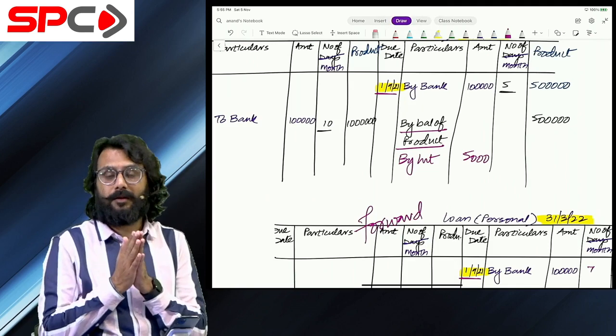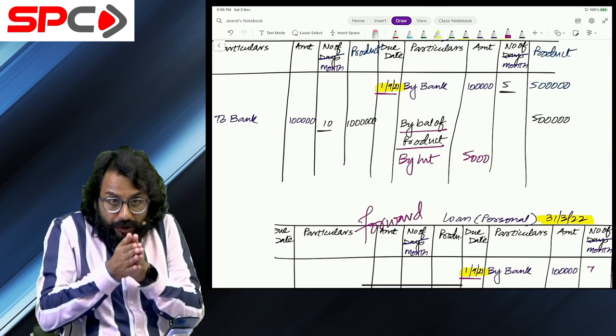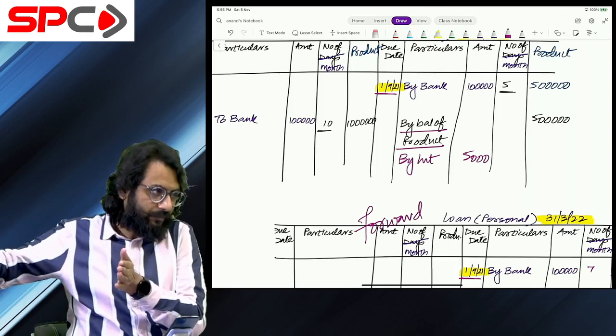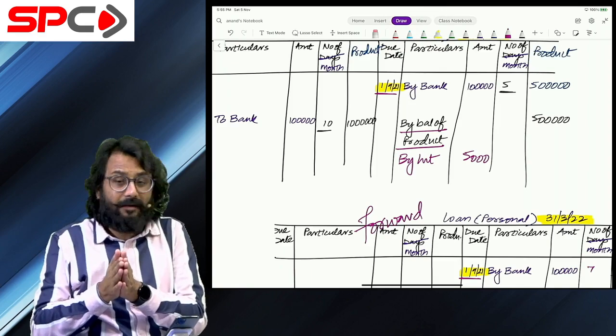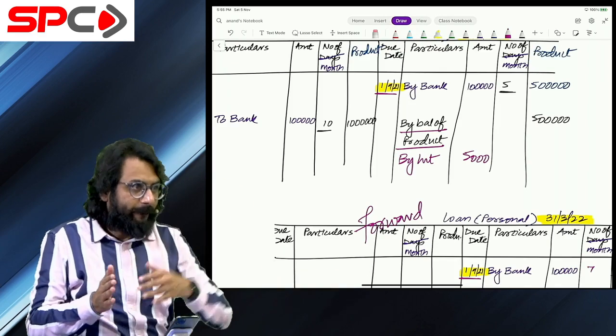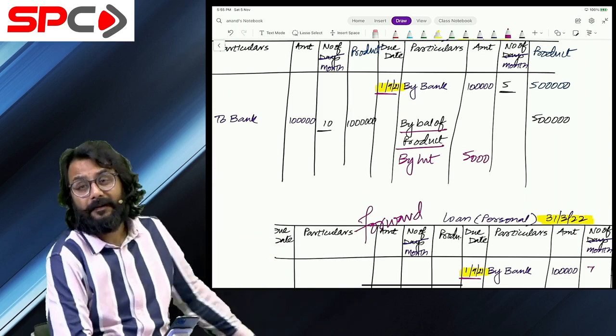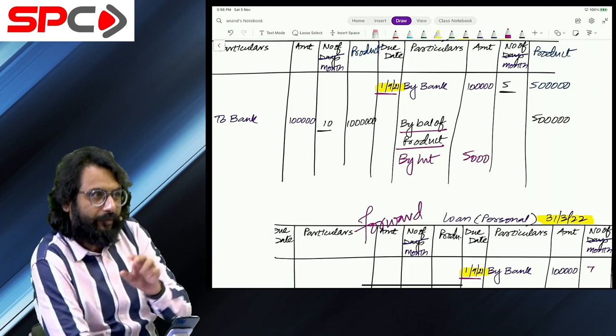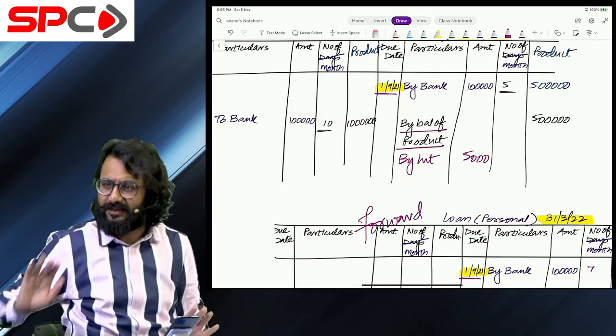So let me explain the difference between the forward and backward methods. In the forward method, you go from the due date to the year end, going ahead. In the backward method, you have to go back from the due date. So you go from the due date back to the beginning of the year. From the beginning to the due date, you have to calculate the months. Let's do everything as it is.